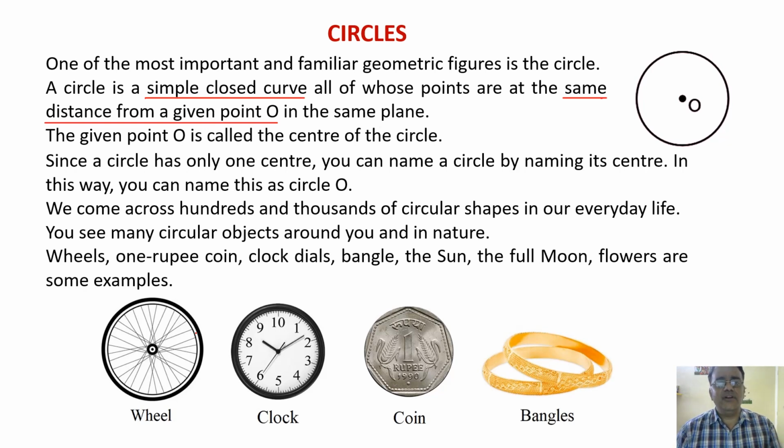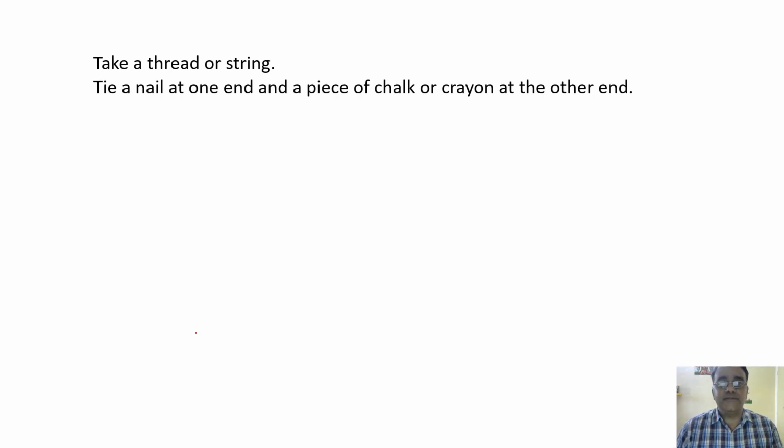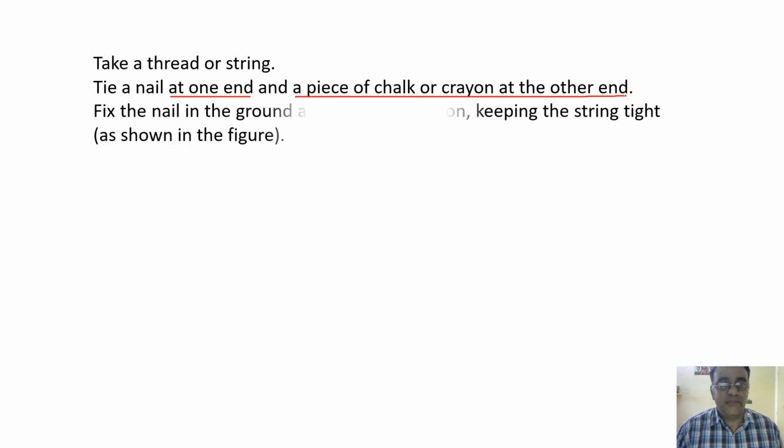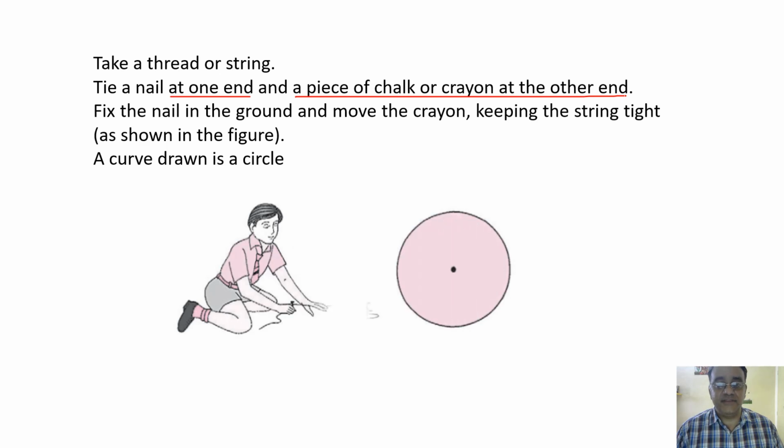One small activity you can do to draw a circle: take a thread or any string, and tie a nail at one end, and a piece of chalk or crayon at the other end. Then fix the nail. ठीक है, nail को ground में fix करके crayon या chalk जो रखे हैं उसको move करो चारों तरफ. Fix the nail in the ground and move the crayon, keeping the string tight as shown in the figure. The curve drawn is a circle.